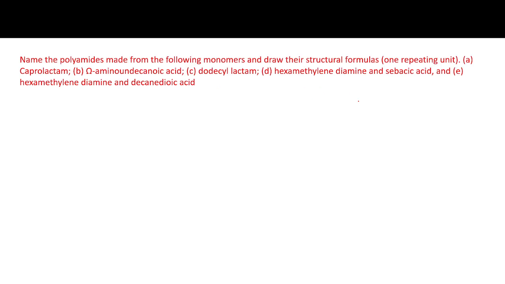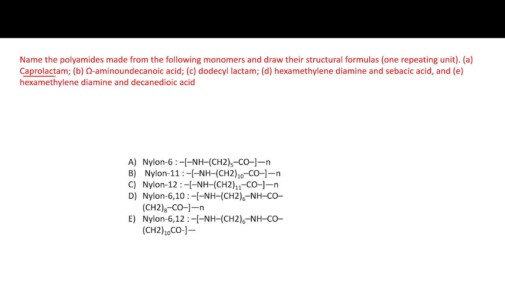So in another question we have to name the polyamides made from the following monomers and draw the structural formula of one repeating unit. The first one is caprolactam. So from caprolactam, what polymer do we get? Caprolactam is a 6-member ring with a CONH bond. If you polymerize this caprolactam, it will give nylon 6.